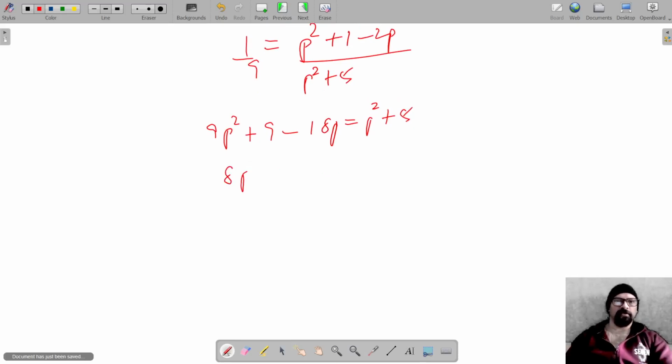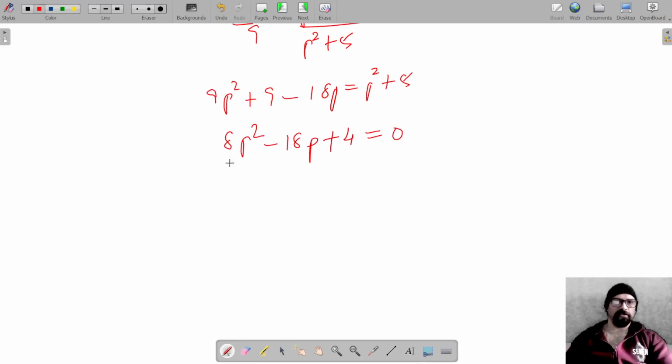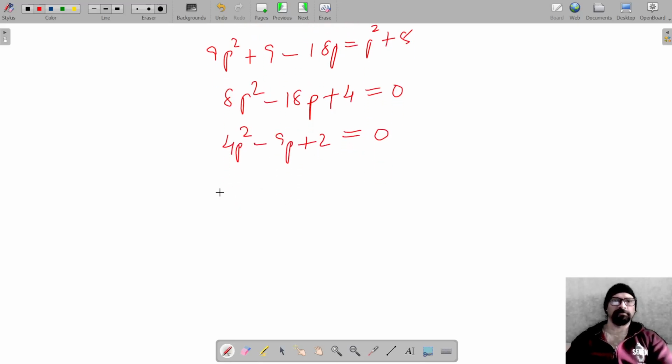and this is now 8p squared minus 18p plus 4 equal to 0. If I take 2 common, this is 4p squared minus 9p plus 2 is equal to 0.